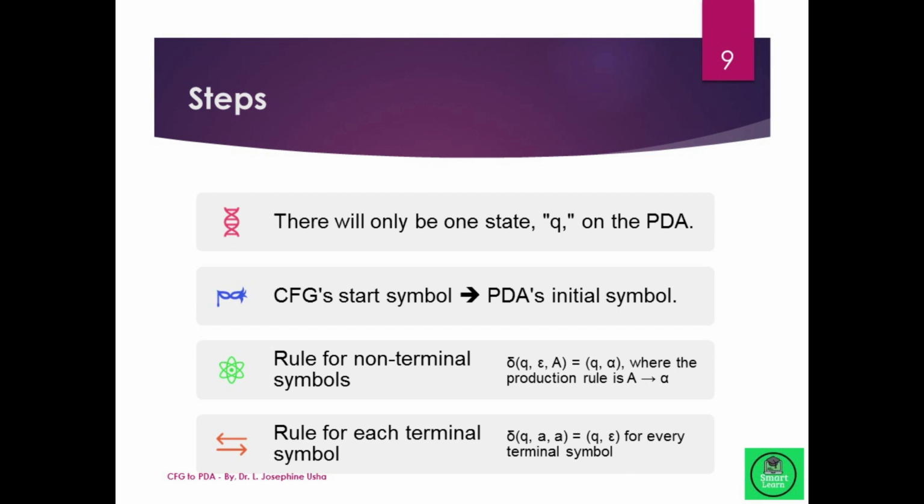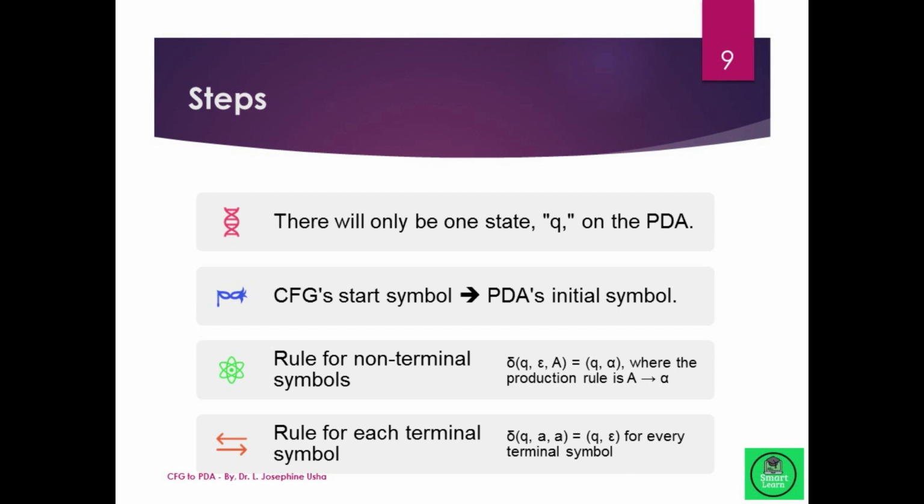First of all, we have to consider one state, okay? Here you assume the state Q. That is the state present in the pushdown automata. And the second step, the start symbol of the context-free grammar is considered as the initial stack symbol of the pushdown automata, okay? So every grammar has a start symbol, okay? That will be considered as the initial stack symbol of a pushdown automata, okay?